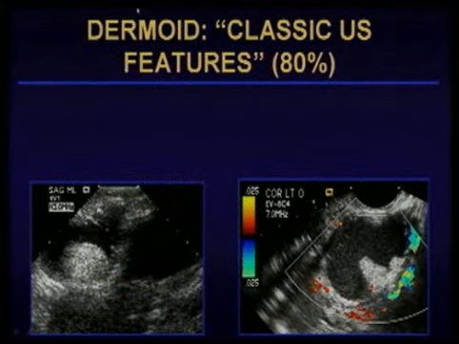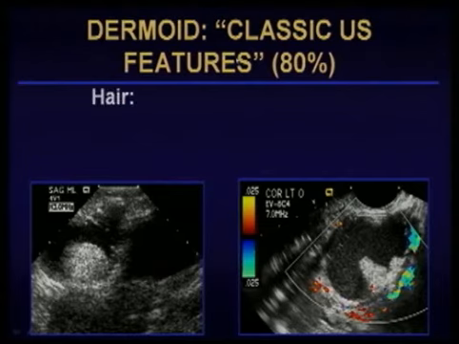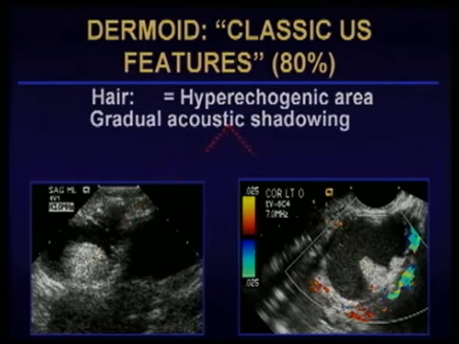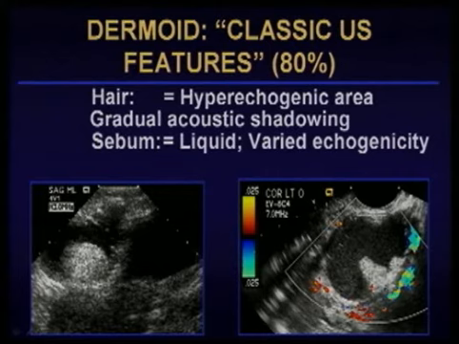Now, when I asked residents to tell me what's causing this echogenic area with the gradual acoustic shadowing, I often get the wrong answer. So let's think about this. It's actually the hair that is hyperechogenic with the gradual acoustic shadowing, as the hairball, if you will, absorbs and reflects sound, giving you a relative gradual acoustic shadowing. The sebum is actually the liquid at body temperature. It's like taking butter or fat, lard, Crisco, and heating it up to become liquefied at body temperature. So this is the liquid due to the sebum with varying echogenicity. Sometimes it's very echogenic, sometimes it's quite echopoor.